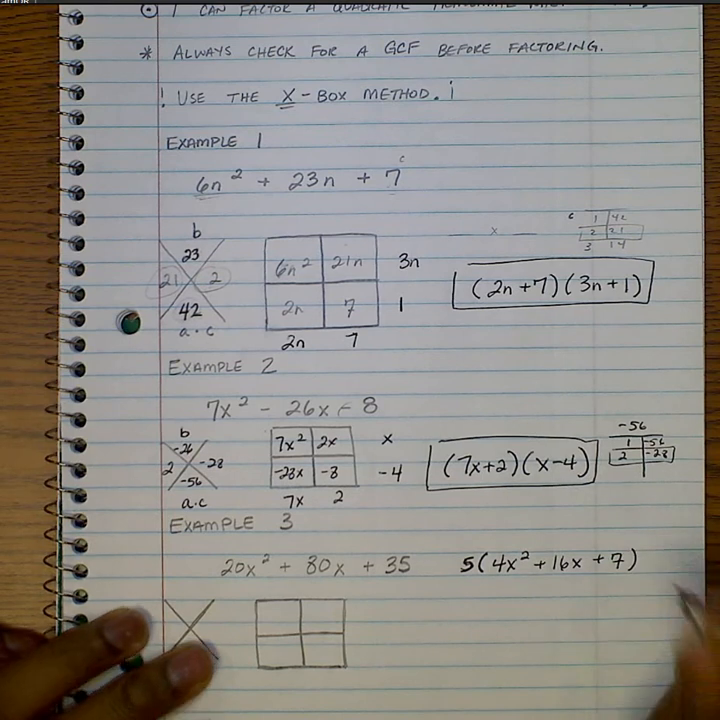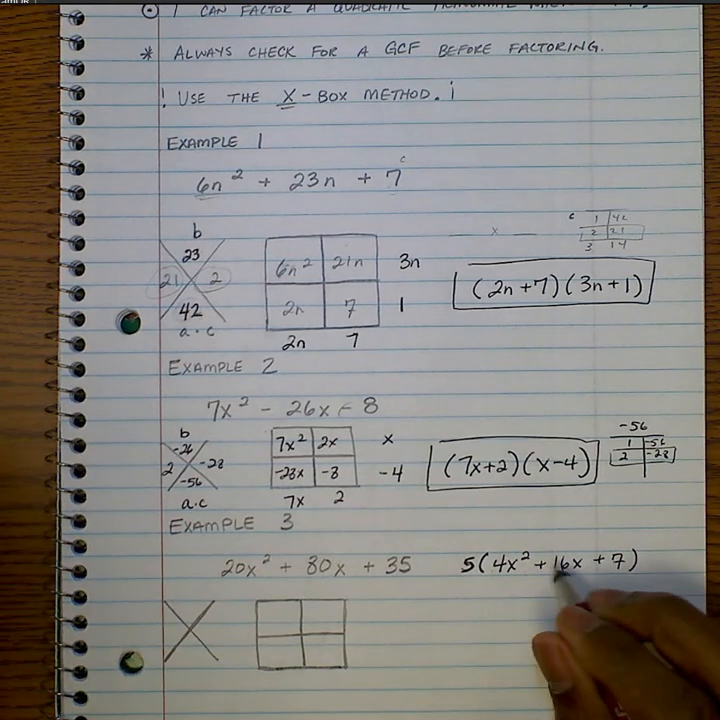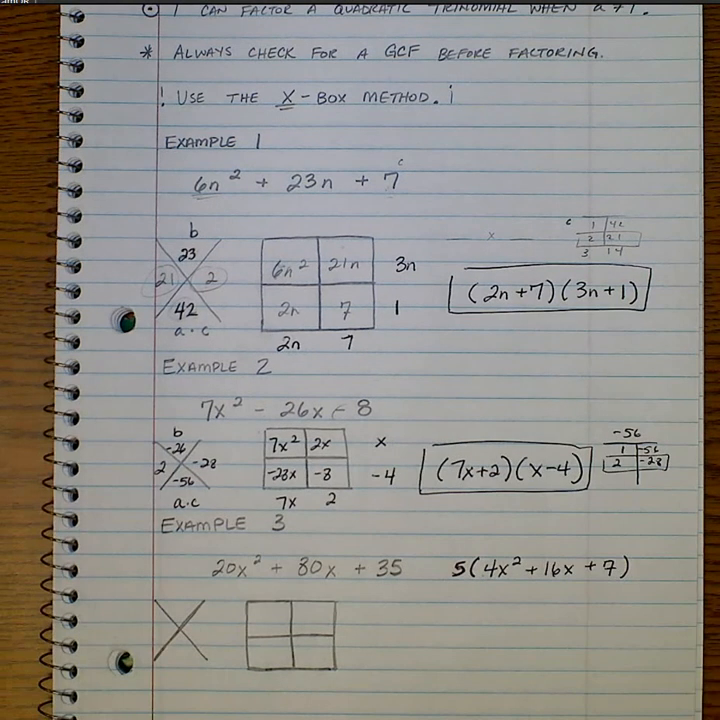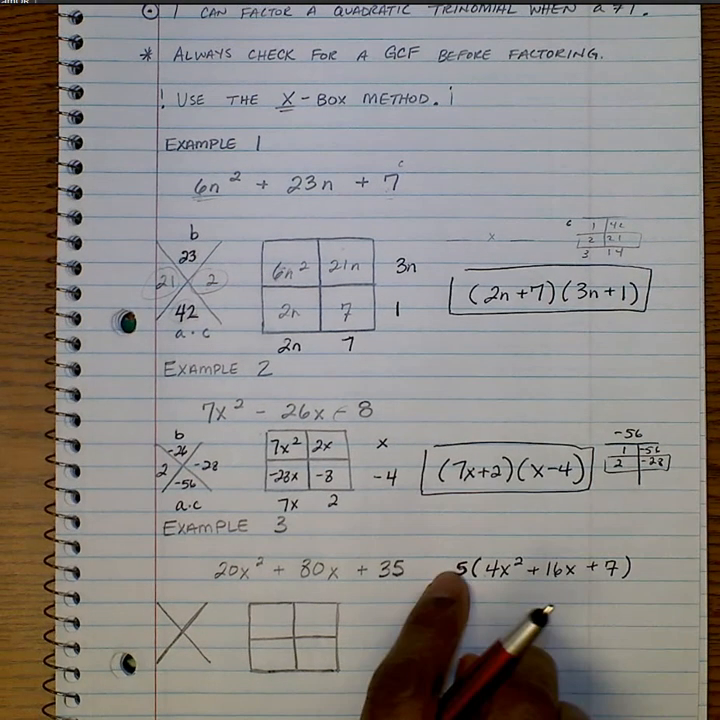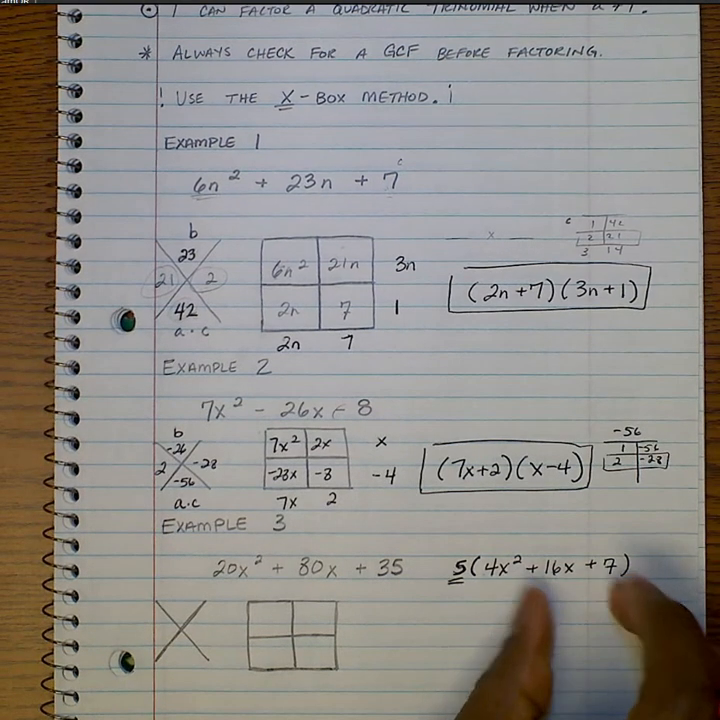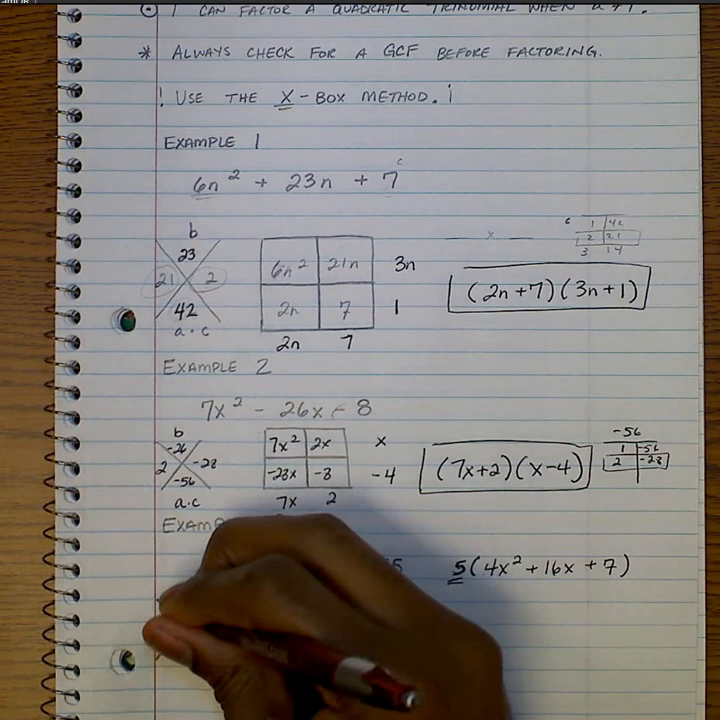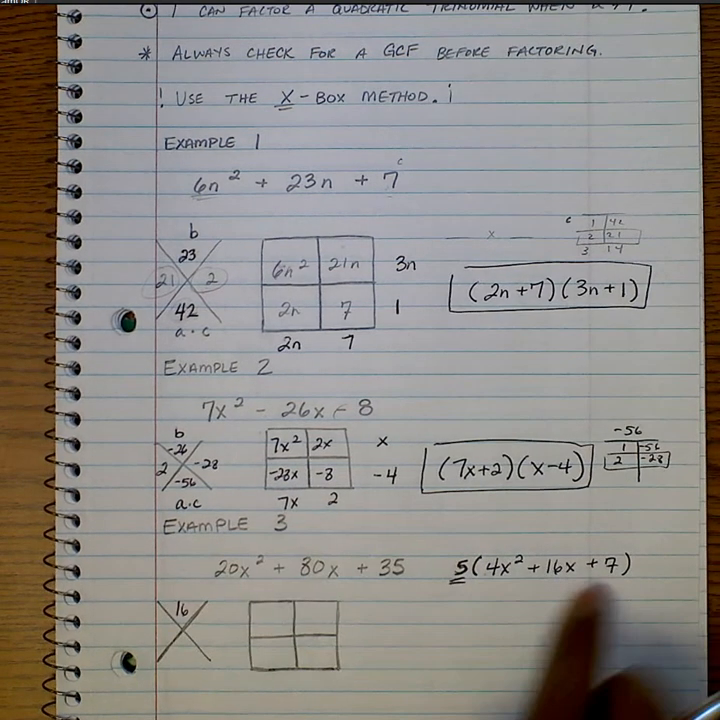There we go. Alright, now I'm going to look at 4 and 16. Okay, they have 4, but 7 doesn't. 7 doesn't have x. Okay, so I factored out my GCF. I'm going to make sure that I remember that in my final answer. I'm going to use this to factor my trinomial. Okay, so I'm looking for two numbers that add to give me 16 and multiply to give me 28. 4 times 7.